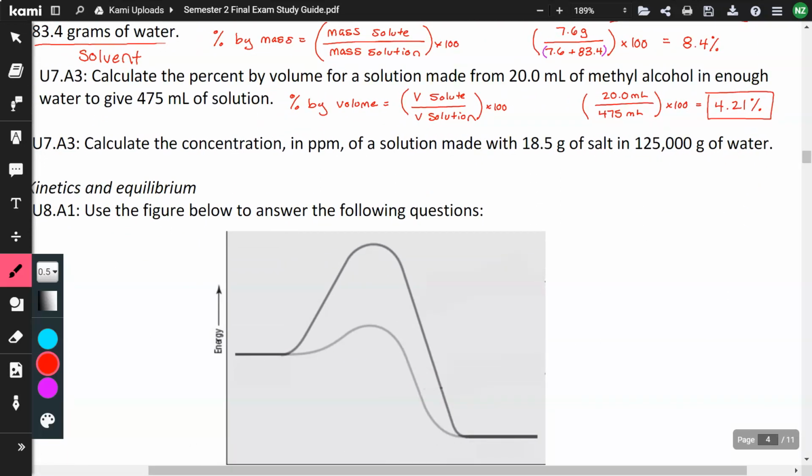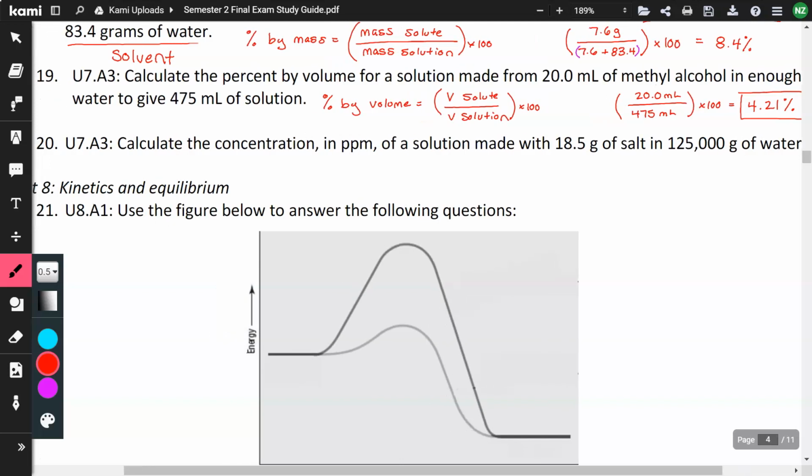Okay, the last question for this unit is calculate the concentration in parts per million of a solution made with 18.5 grams of salt in 125,000 grams of water. That's how many grams of water you should drink in a day. Actually, I don't know if that's true.